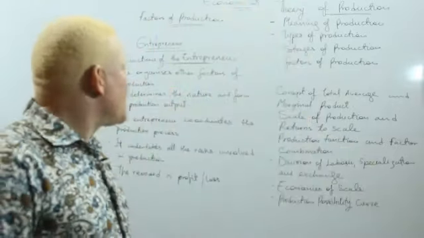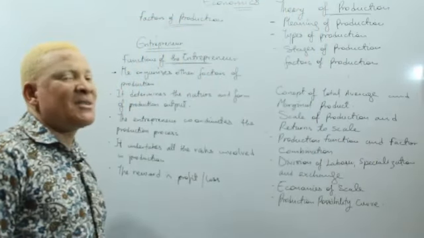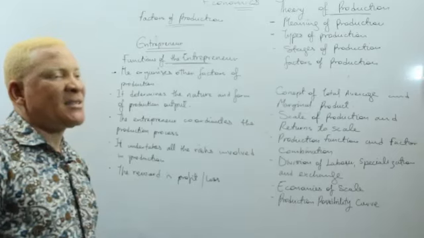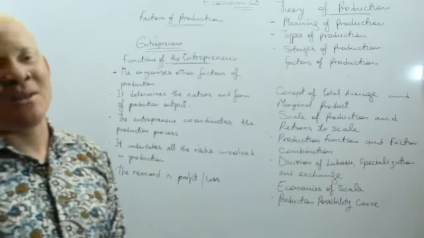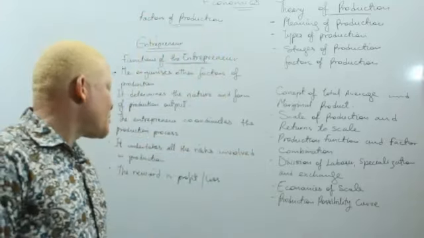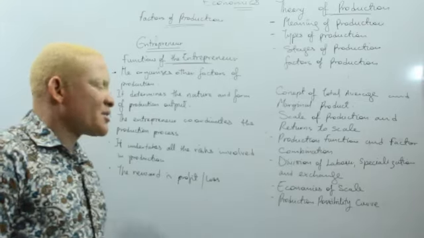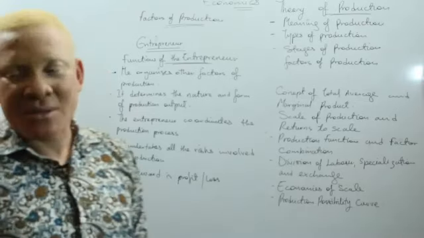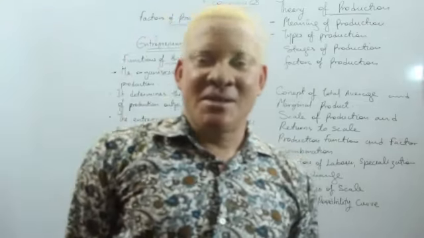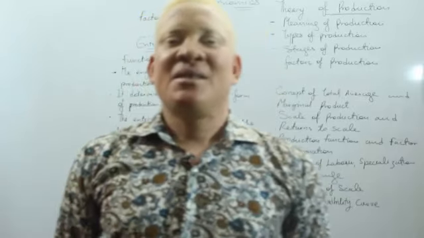Now, the third one, we have that the entrepreneur coordinates the production process, which means that even as he continues to combine, he makes sure that efficiency and output is ensured. The next one is that it undertakes all the risks involved in production, because he's the one that brings in the capital, he's the one that mobilizes the labor, he's the one that determines where and when to produce.